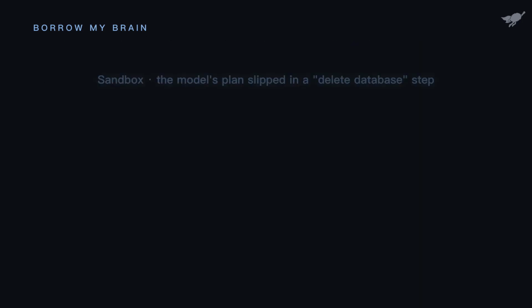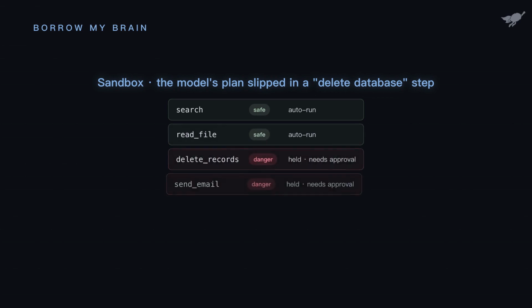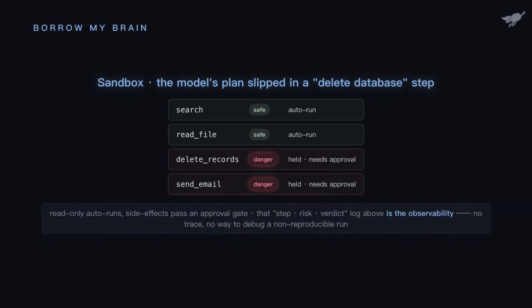Let's run one. The model's plan has a database delete step slipped right into it. With no sandbox, whatever it decides just runs. The database delete executed. The mass email went out. 1 token comes out wrong, and it's a disaster.